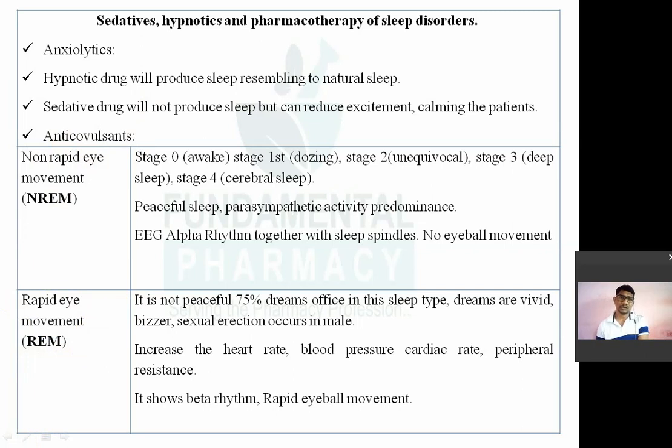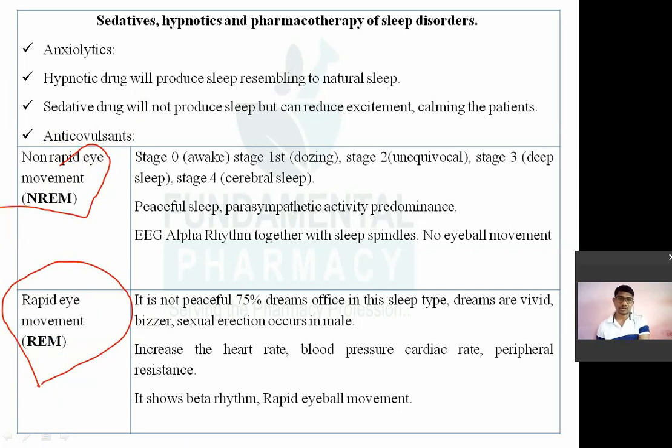Okay, the first one is known as non-rapid eye movement, that is NREM sleep, and the second one is known as rapid eye movement. There are two kinds of sleep in human beings. Normally you will not feel that there are two kinds of sleep. When you sleep, you just sleep, and you feel only one.